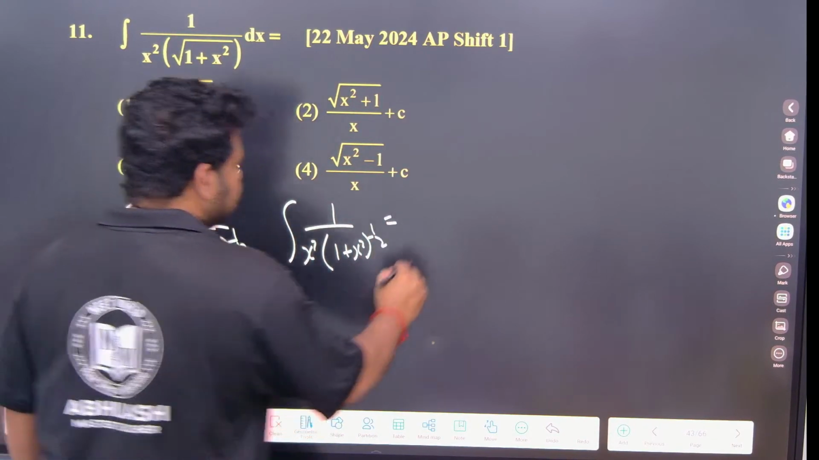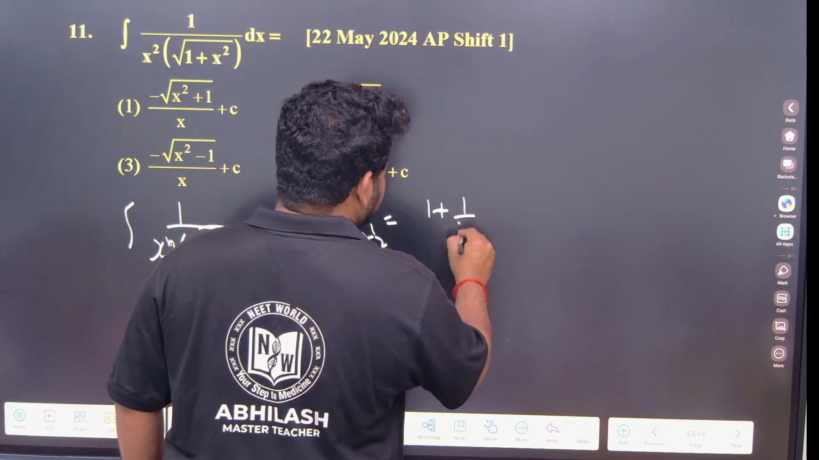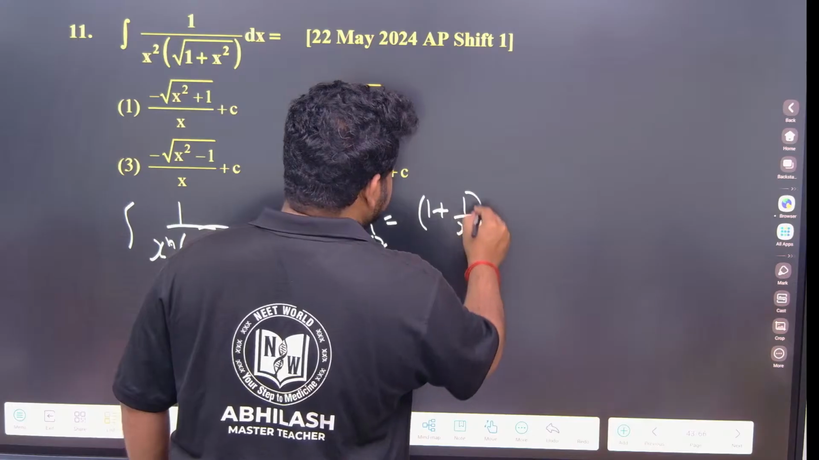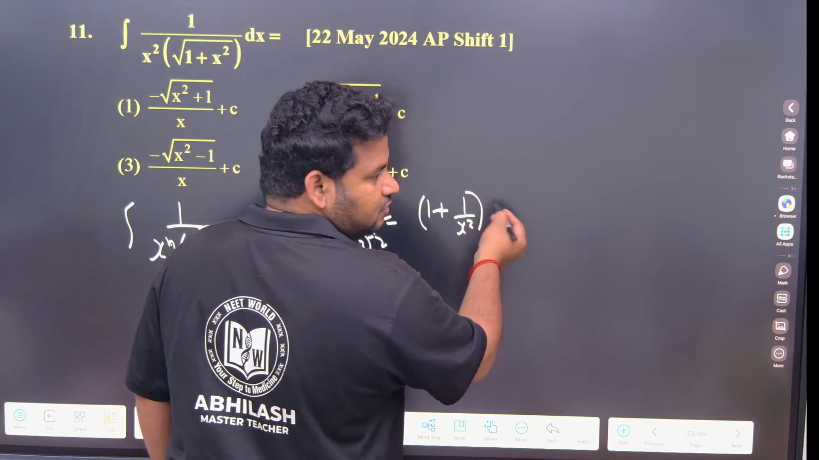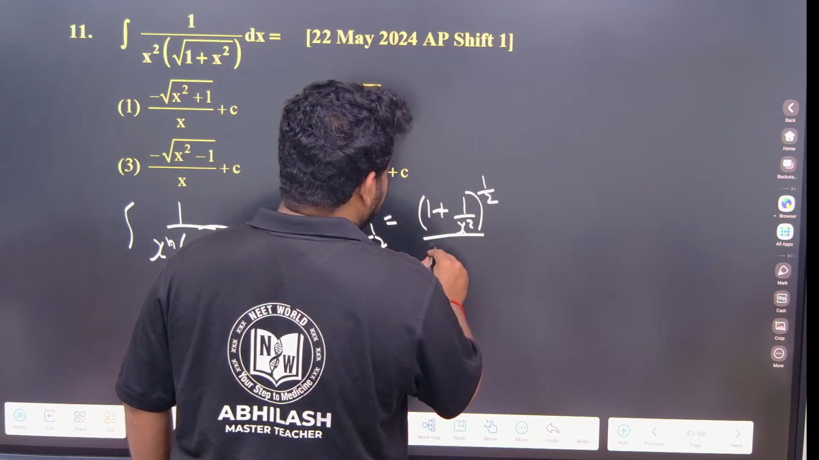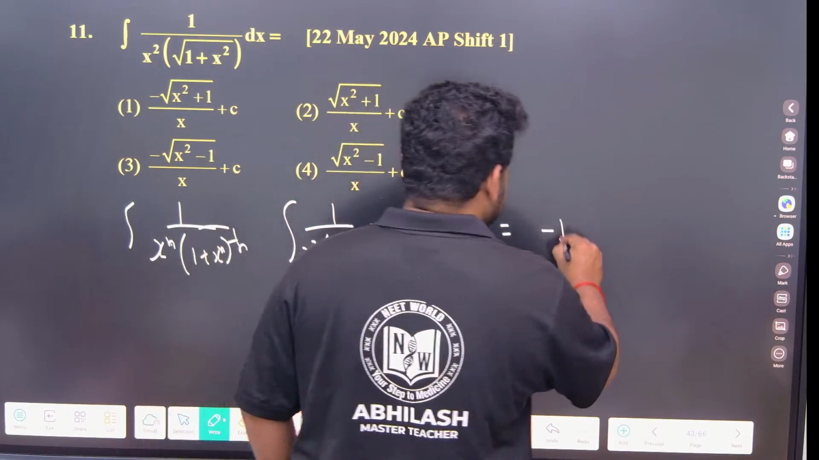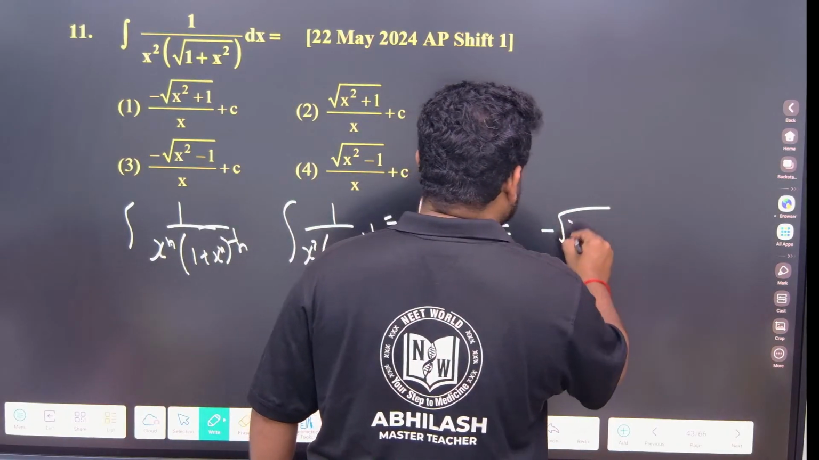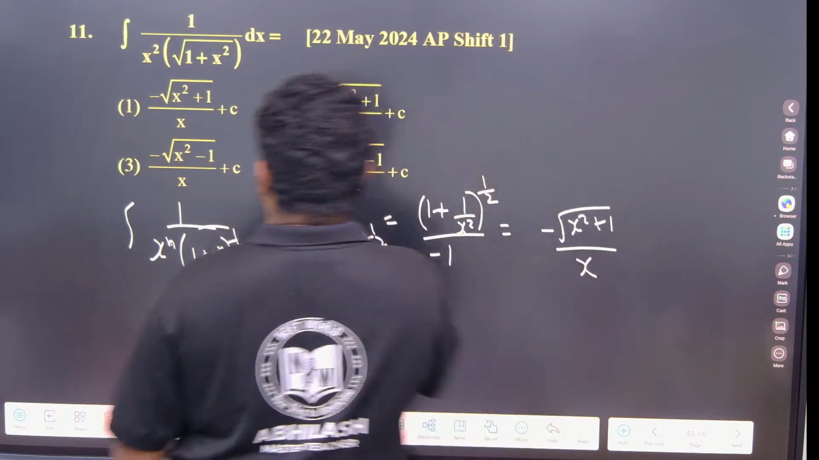What is the answer? The answer is 1 plus 1 by x to the power of n minus 1 by n. Here 2 minus 1 is 1 only, so that will be 1 by 2, divided by 1 minus n. 1 minus 2 is minus. So this will be minus into the square root of x square plus 1 by the square root of x square, which is x. So the answer is this one.